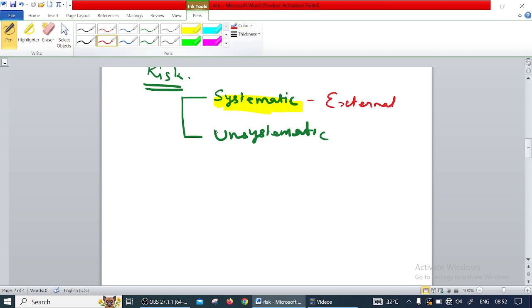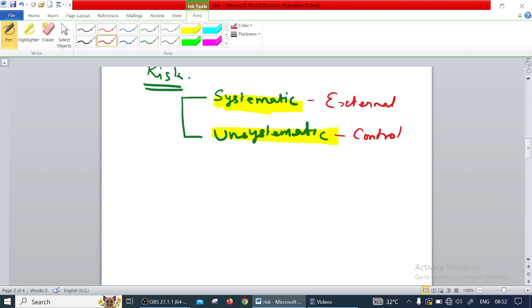And unsystematic risk is controllable factors. Systematic is the uncontrollable factor, and unsystematic is the controllable factor.